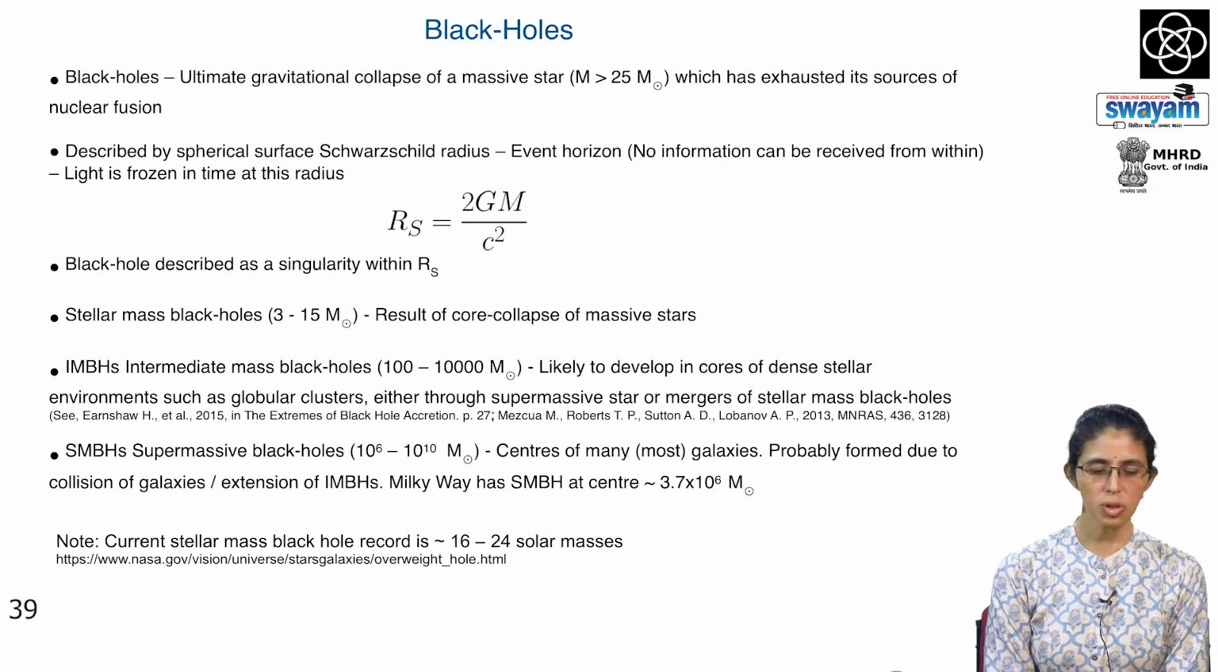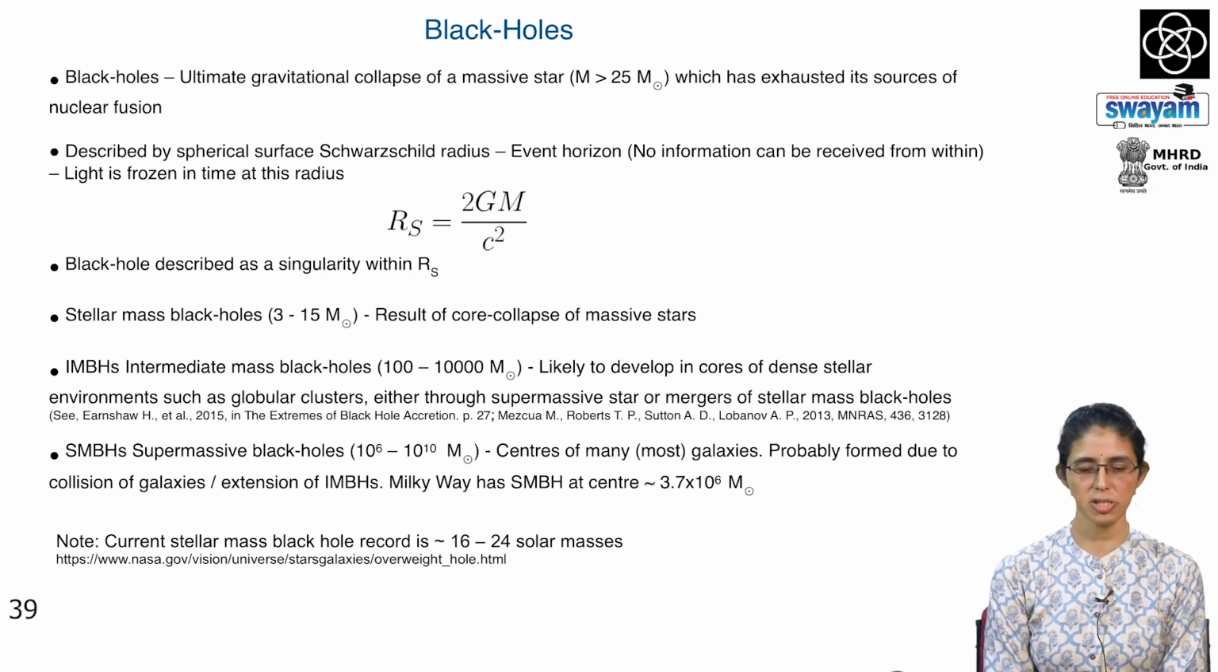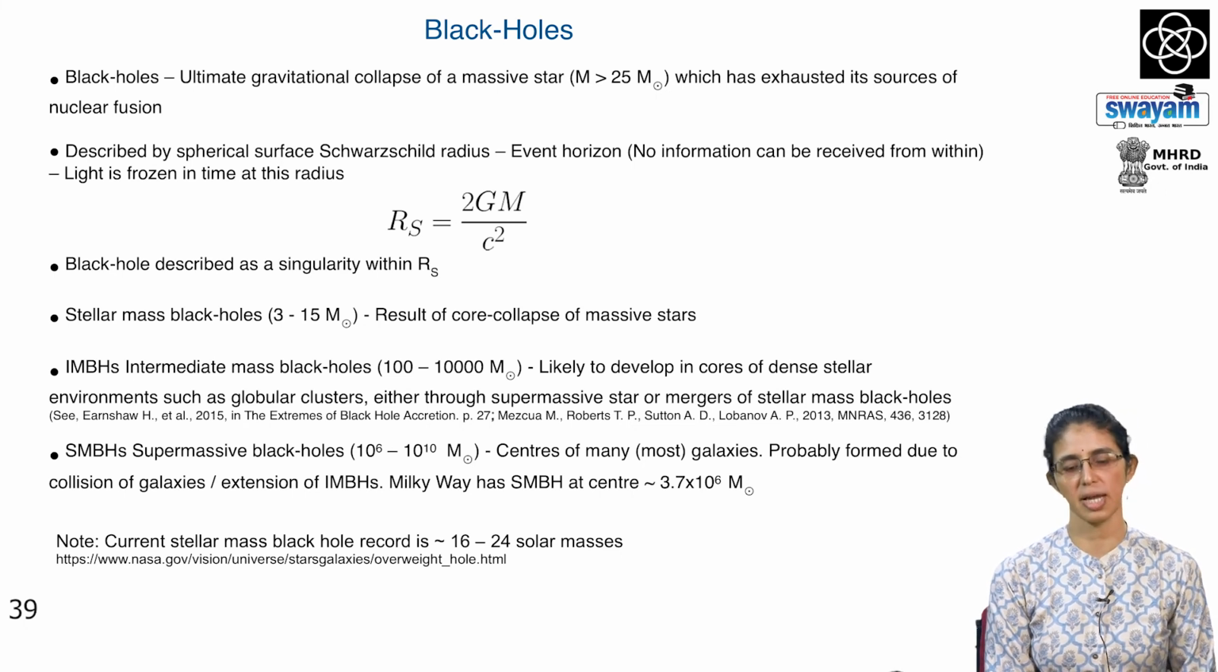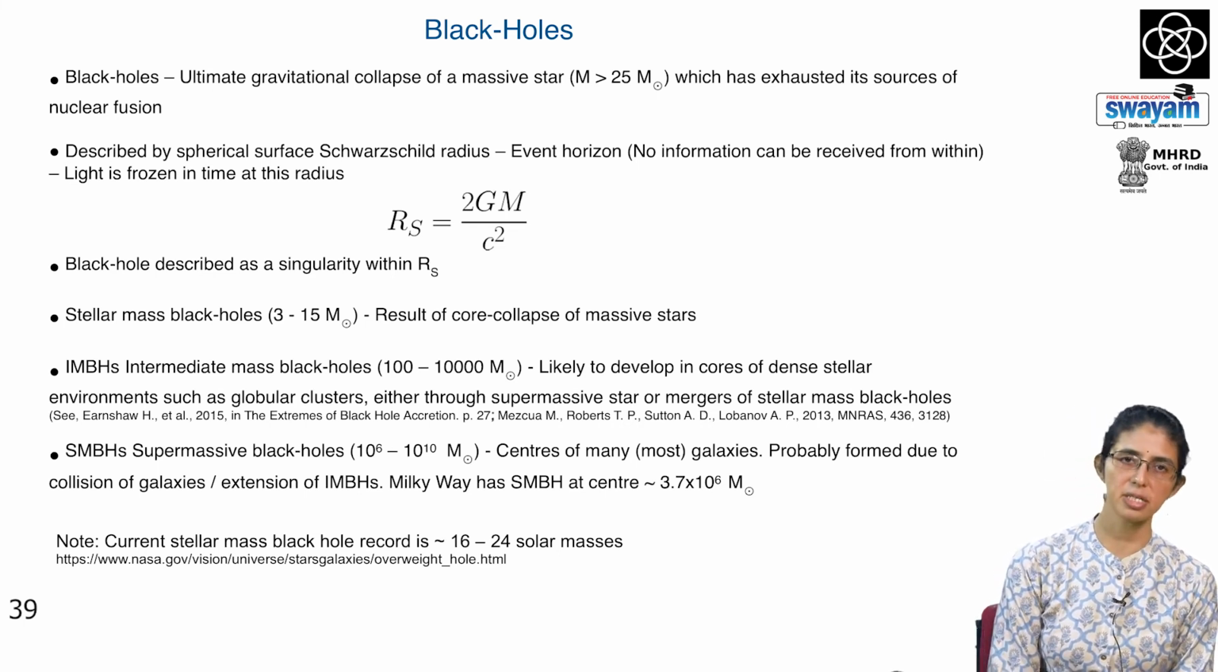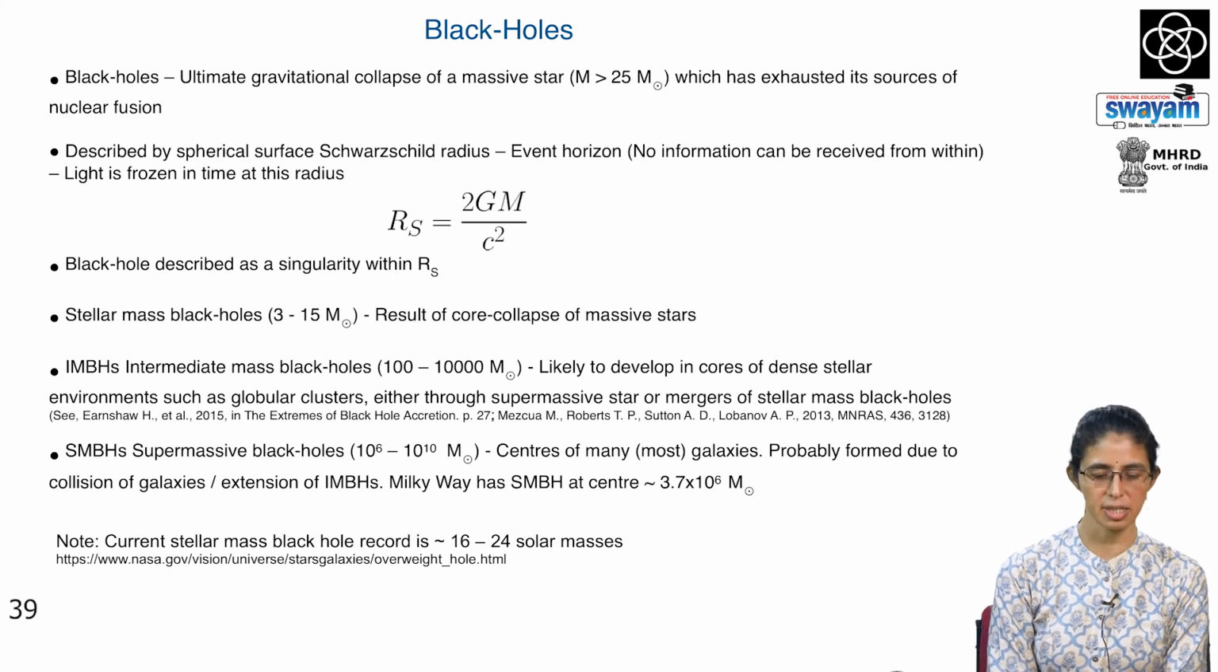Black holes are usually described by a spherical surface known as the Schwarzschild radius. It is also known as the event horizon because light cannot escape this radius and no information can be received about the black hole or from within this. In other words, light is frozen in time at this radius. This Schwarzschild radius is given by this relation Rs = 2GM/c². Black holes are generally described as a singularity within the Schwarzschild radius.